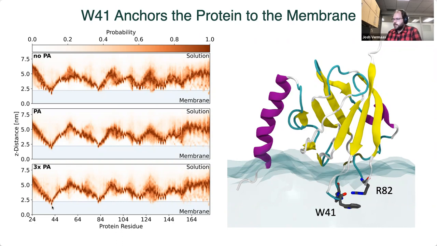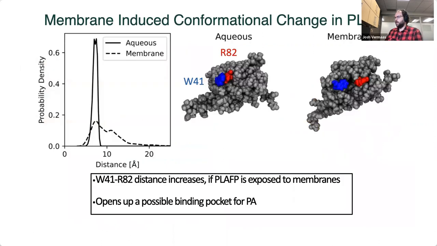And you'll notice that right here, here's your tryptophan 41. That's usually the deepest thing that's inserted. And here is your 82, which is the other part that consistently is close to the membrane. Other areas where it gets close to the membrane, it's a lot more loosey-goosey in a way, right? There is a larger distribution of the probability for where that residue is over the course of the simulation. All right, so that's what we're going to highlight right there.